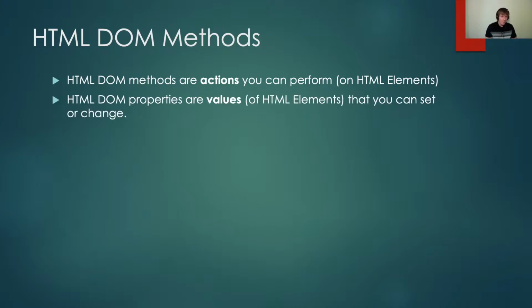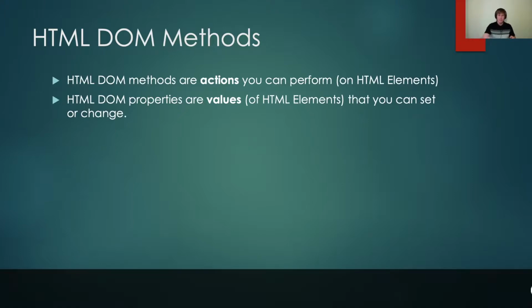Now, the properties are values of HTML elements that you can set or change. So we use one common method called getElementById. Okay, that's going to be an action. And I do .innerHTML. That's going to be a property. I'm changing the value. So methods are actions, properties are values. You're going to want to know that for an exam. That is a quiz question and on the exam for sure. Make sure you know that.